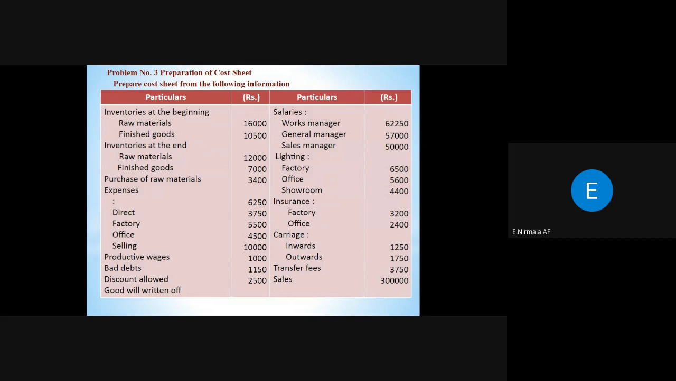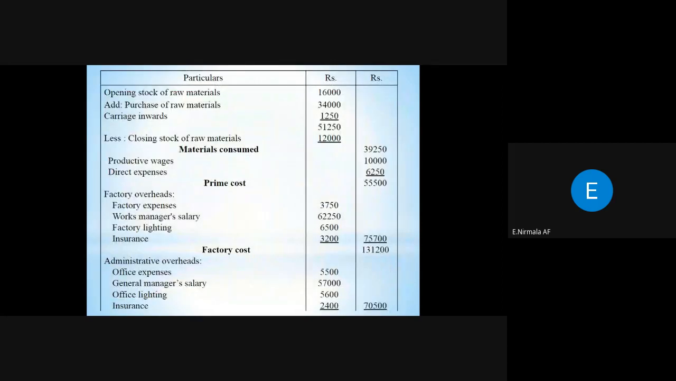In this question, 3 items must be considered as a financial nature. What are they? Discount allowed, goodwill written off, and transfer fees. So these items will be considered as a financial nature, and we will not enter financial nature in the cost sheet. Now we'll do the problem.